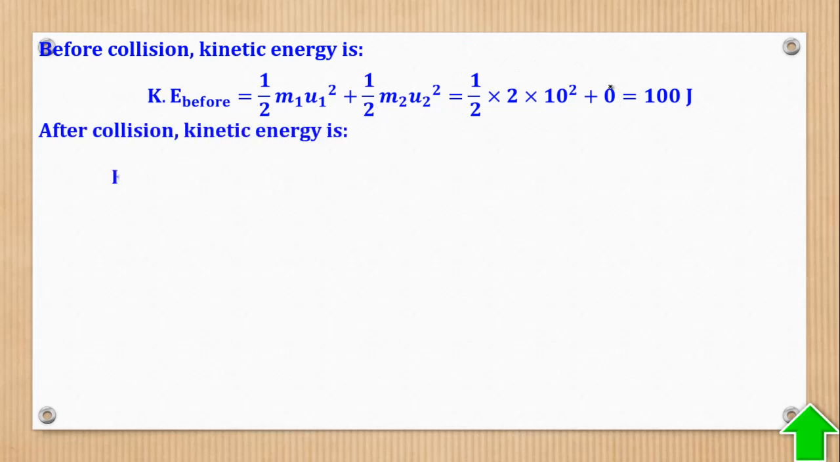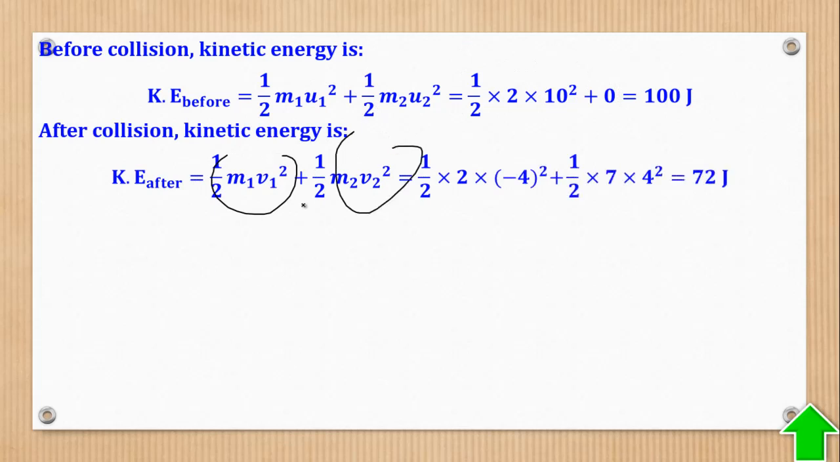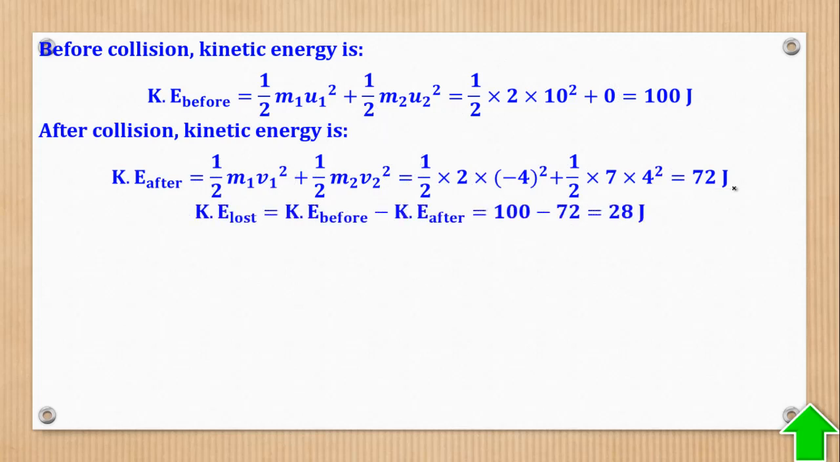Then after collision, K after, this for A, for B. You come up with that. Therefore, the loss will be got by subtraction, and that's what they wanted.